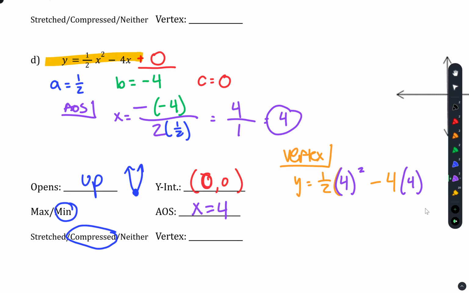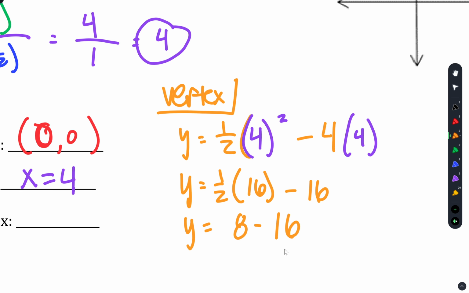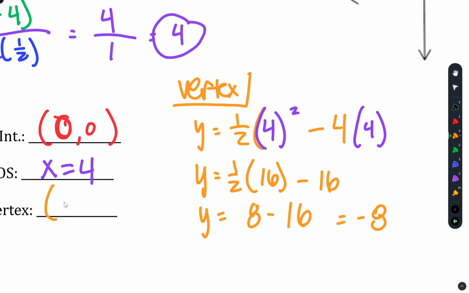And I got to do order of operations here. So I'm going to square the 4 first. 1/2 times 16 minus 16. Again, order of operations. 8 minus 16 gives me negative 8. So my vertex is at 4, negative 8.